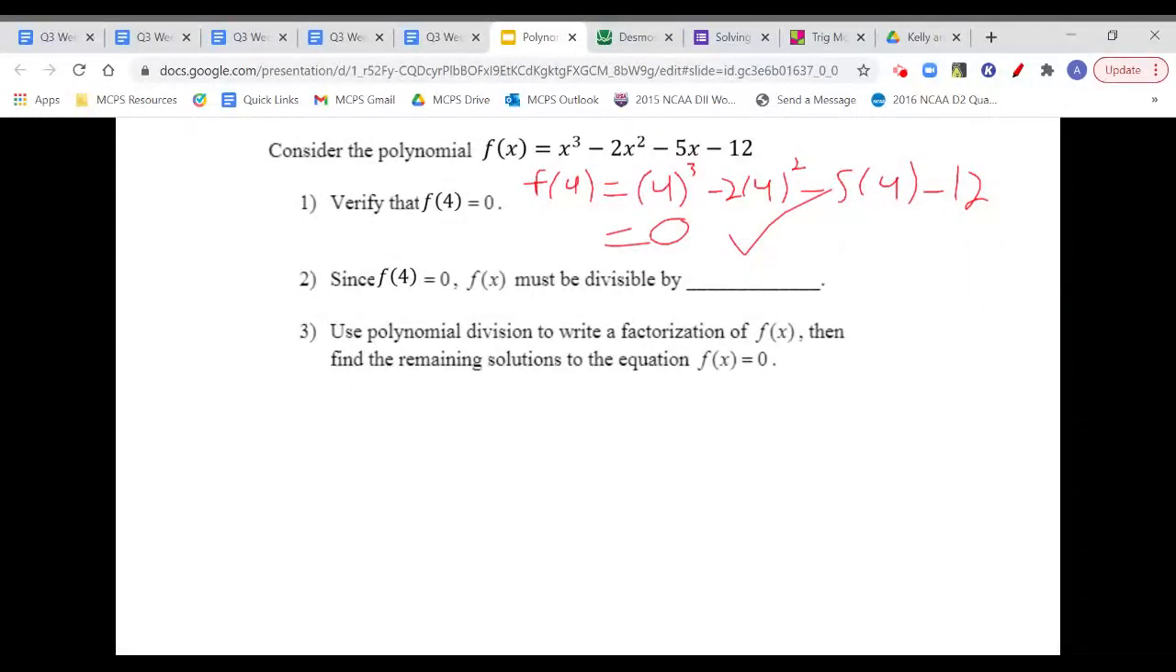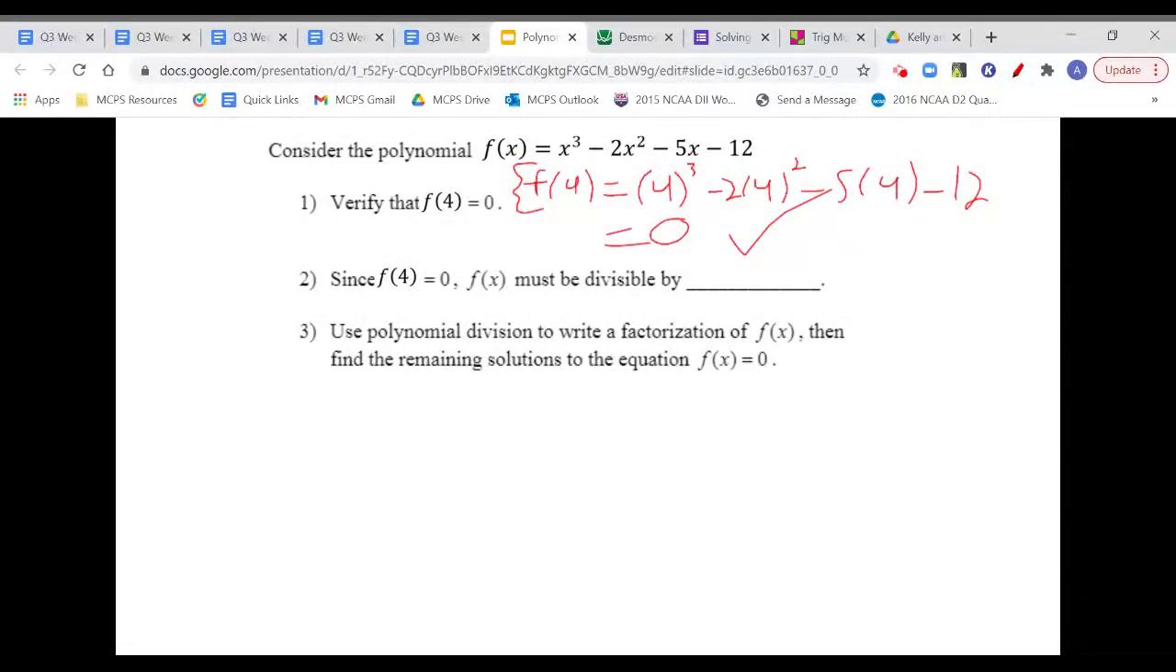Now, if you were asked to show your work for something like this and I do not see this, and you just say that f of 4 equals 0, then that is not going to gain you credit because I need to actually see that you're verifying it, right? Not just assuming that it's correct because the problem tells you. So this is how I verify, by actually plugging the 4 in.